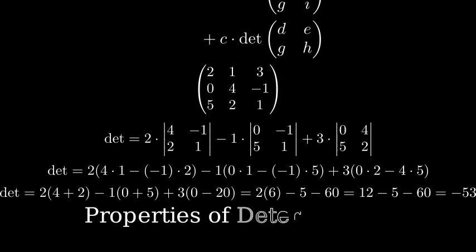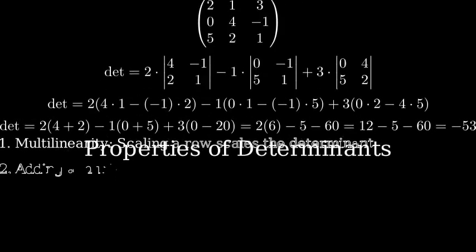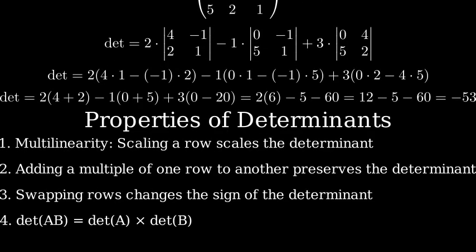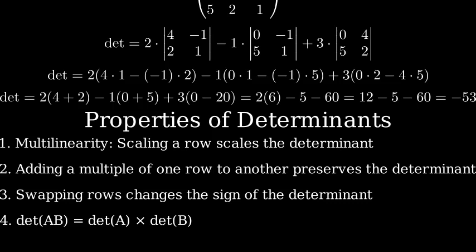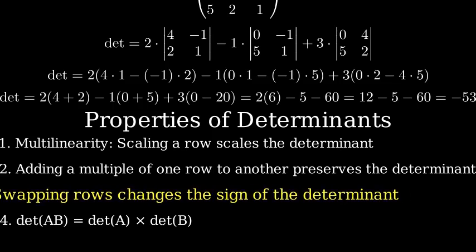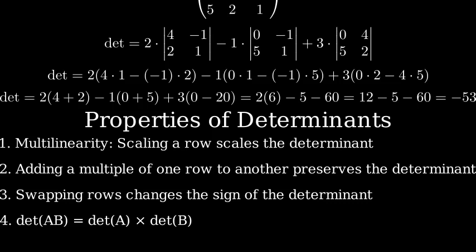Now that we know how to calculate determinants, let's explore their key properties. First, determinants are multilinear. This means if you scale one row by a constant k, the determinant scales by the same factor k. Second, if you add a multiple of one row to another row, the determinant remains unchanged. Third, swapping two rows changes the sign of the determinant. Fourth, the determinant of a product of matrices equals the product of their determinants.